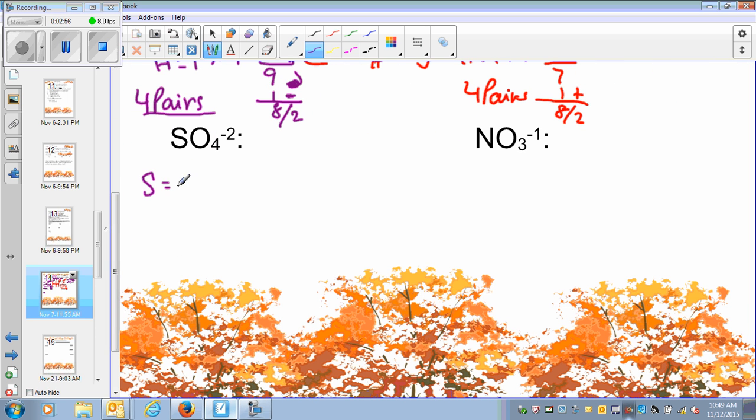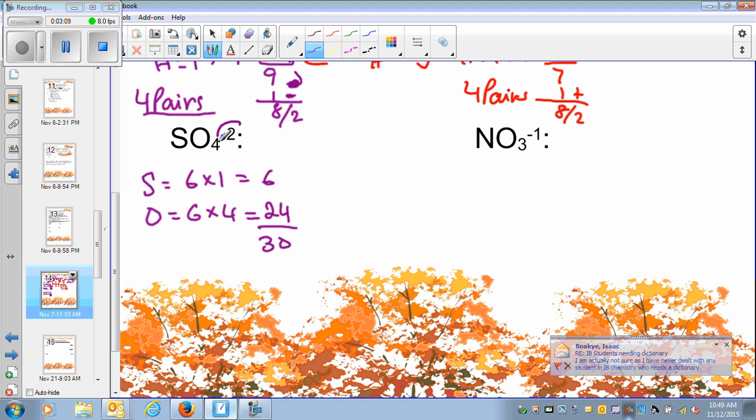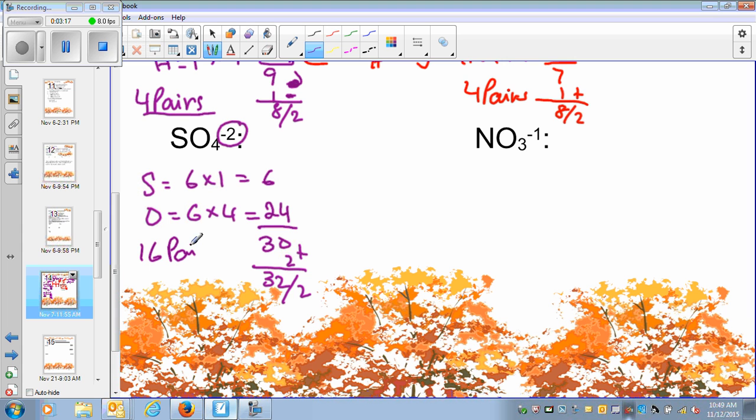Sulfur has 6 valence electrons times 1. Oxygen has 6 valence electrons times 4, so 24. So it's 30. And then negative 2 means you gain 2, so it's 32. You divide by 2. You have 16 pairs to play with. That's a lot of pairs.